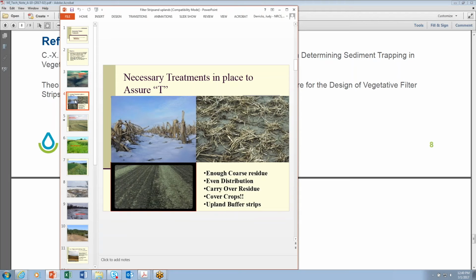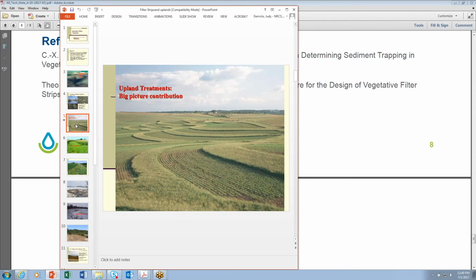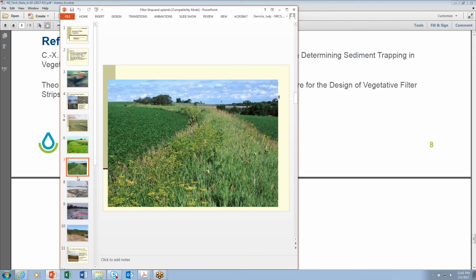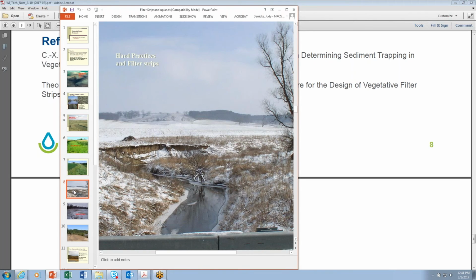Probably have a lot of other practices on those uplands. We may have cover crops, we may have upland buffers, we may have residues pretty decent, we have good distribution of residues. We have things in place that need to be there. We have grassed waterways that are treated and that are actually trapping sediment and doing a good job, so we don't have to worry about that concentrated flow that's not treated. We may have terraces, we may have buffers, we may have good practices on those uplands.